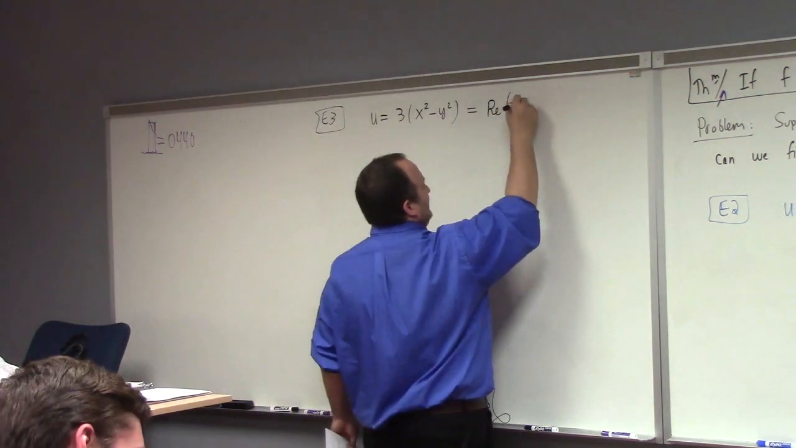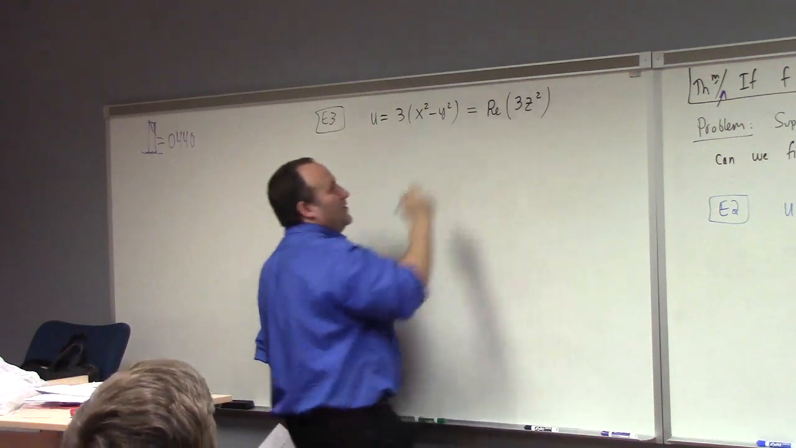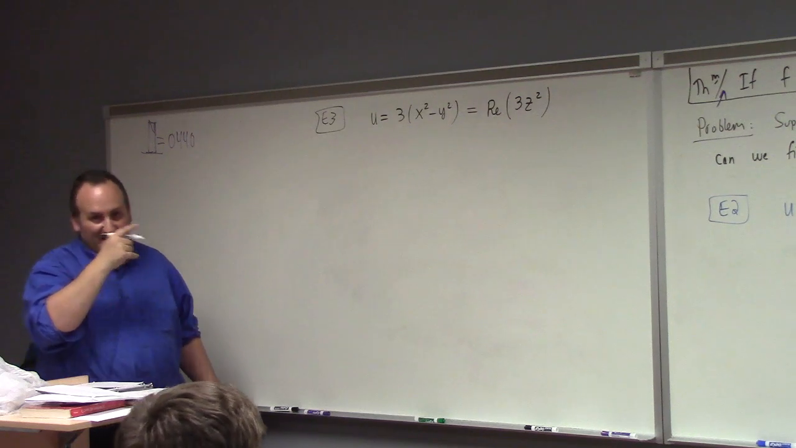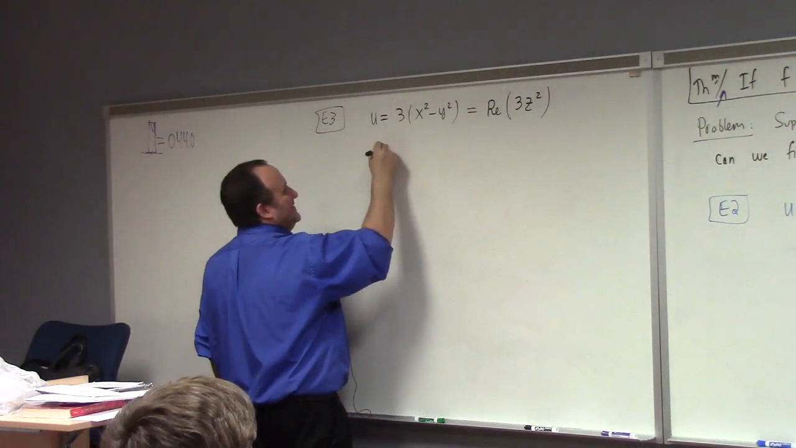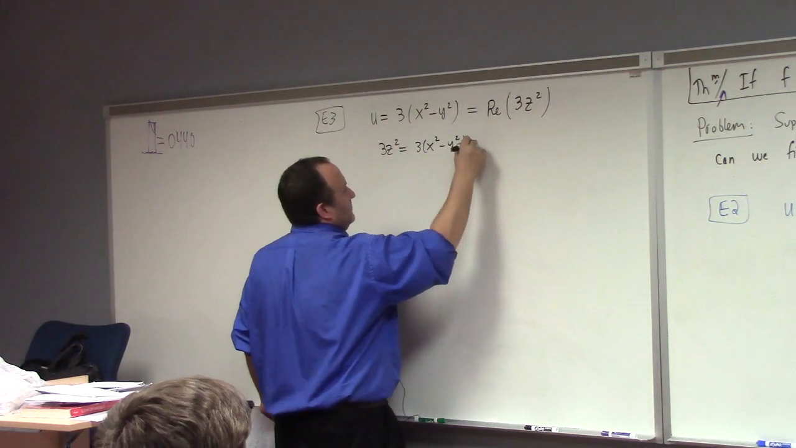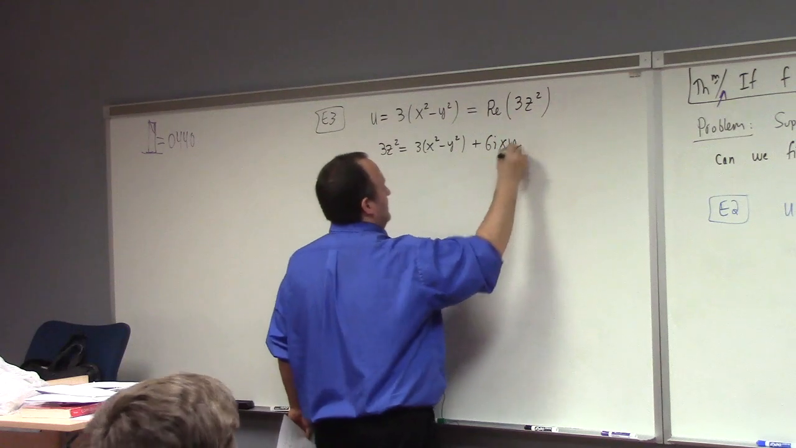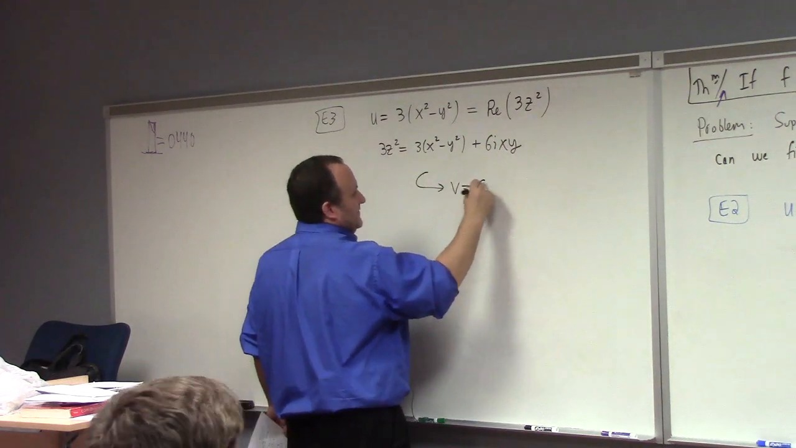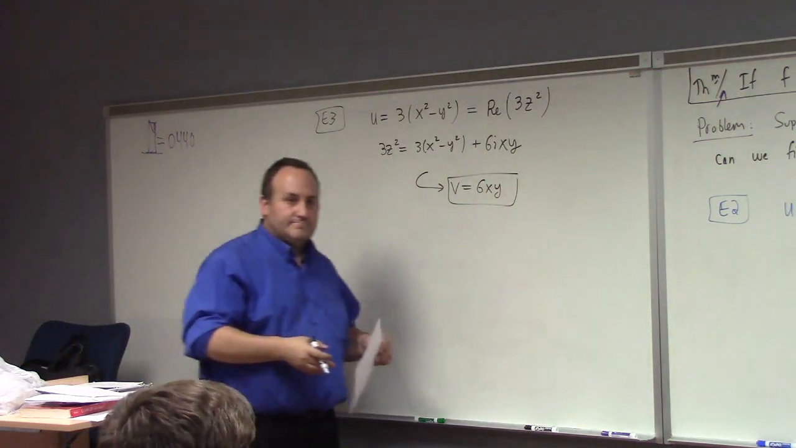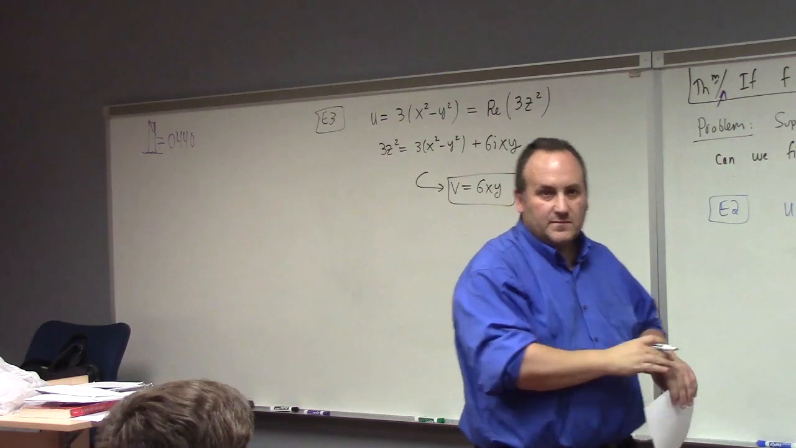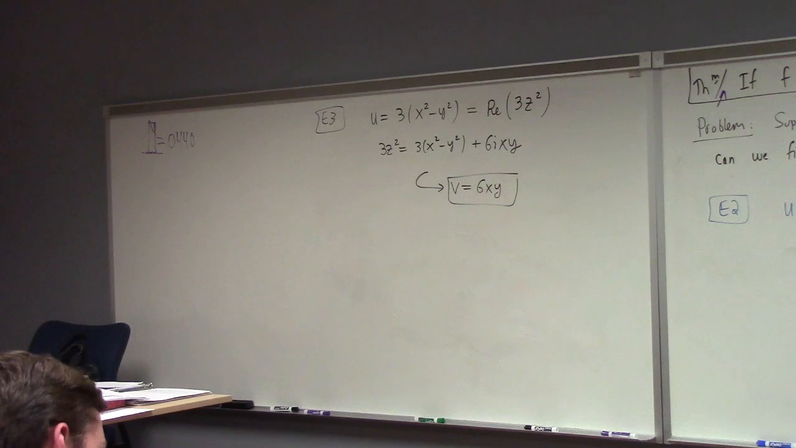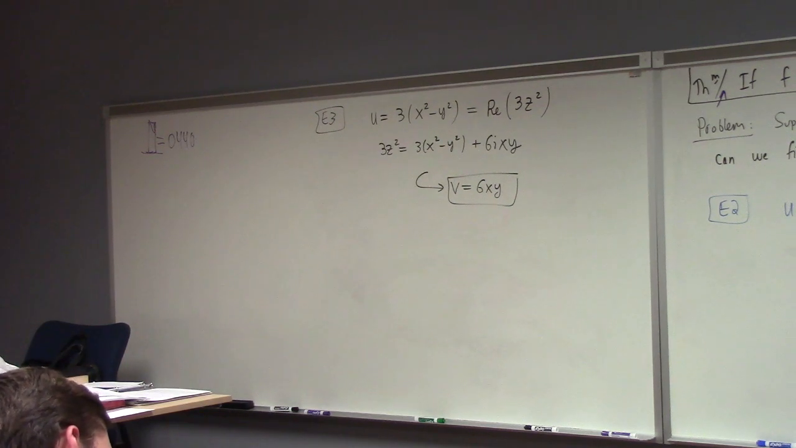Yes, 3z squared. So z squared, the real component in z squared is x squared minus y squared. Therefore, since 3z squared is actually equal to 3 times x squared minus y squared plus 6ixy, voila, v equals 6xy. There's your harmonic conjugate using the theorem that I've just proved. Although I haven't proved this theorem yet. We're getting there. I haven't even stated the theorem yet.